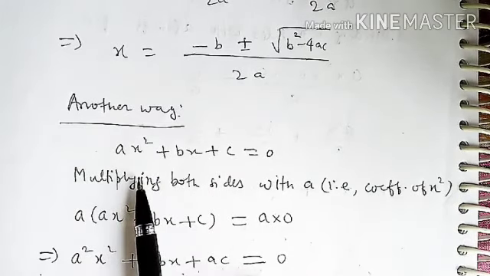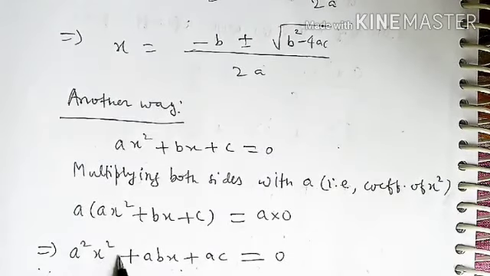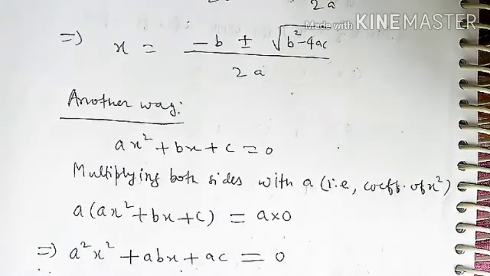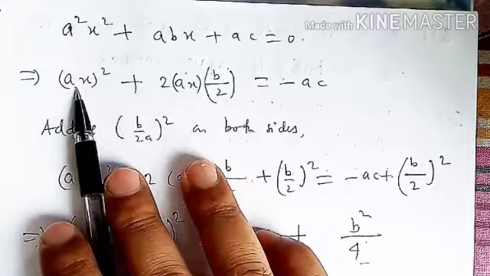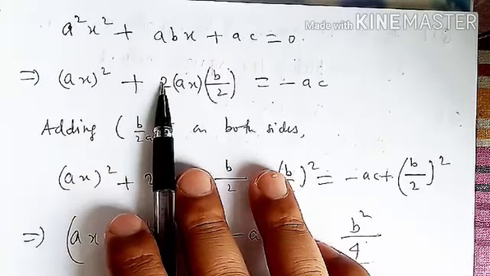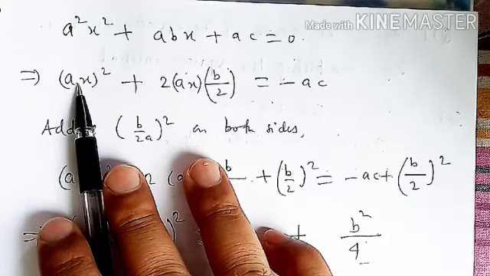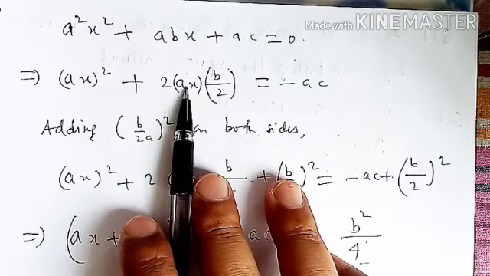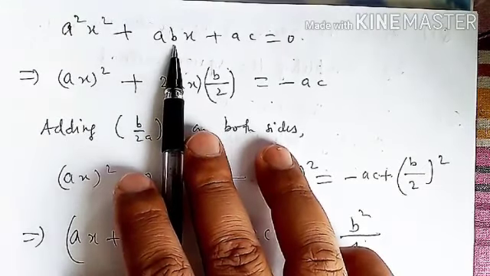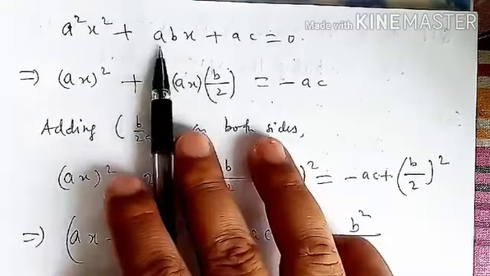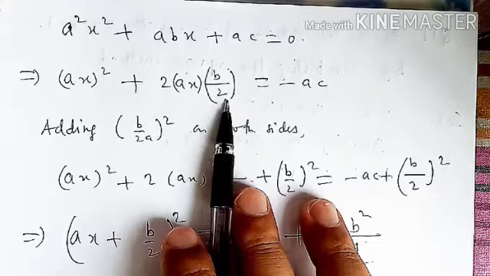There is also another way. The other way is we can multiply both sides with a to get a square x square plus abx plus ac is equal to 0. Now this can be written as ax whole square, and here we write 2. This one is our x, so we have x, 2x. Now we have to find y. So this one is b. We divide it with 2, so we have to multiply this term with 2 and divide it with 2. This is our y. Now we have to add y square on both sides.